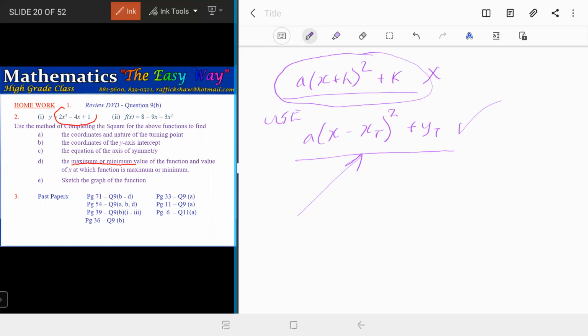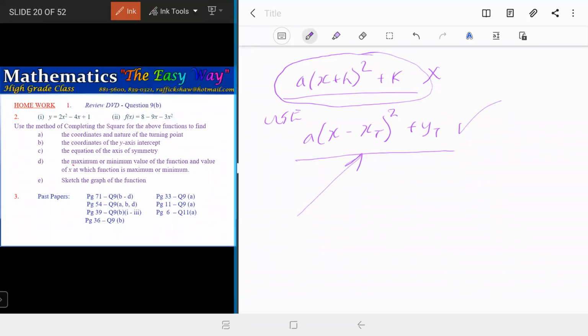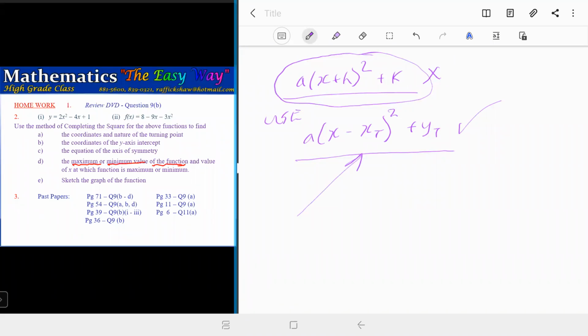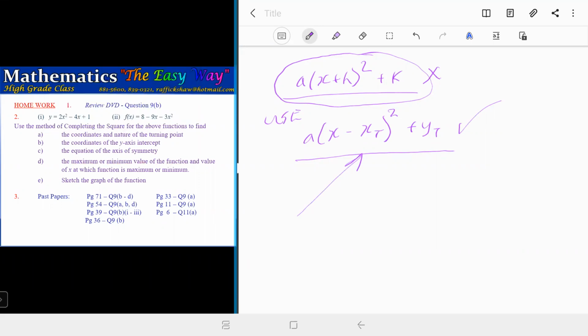Then they're asking us for the maximum or minimum. Remember, this one will have a minimum, and this one will have a maximum. It's not going to have both. A quadratic has either a maximum or a minimum. A cubic can have both, a maximum and a minimum, but a quadratic has only one. So that's what this is asking us for, whether it's a maximum or minimum. State the value of that maximum or minimum. That's what we want.